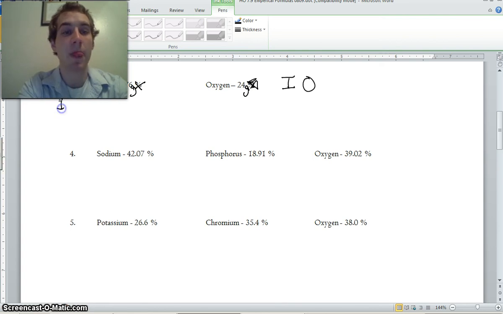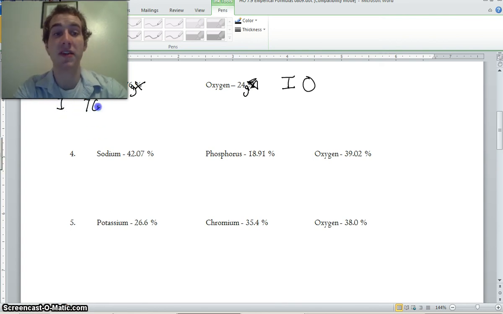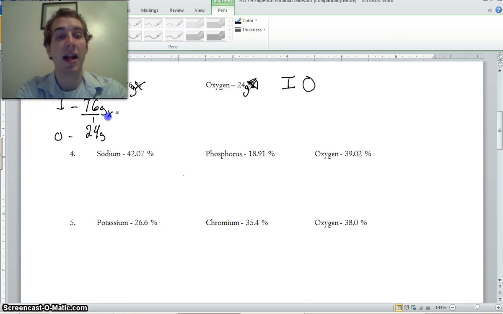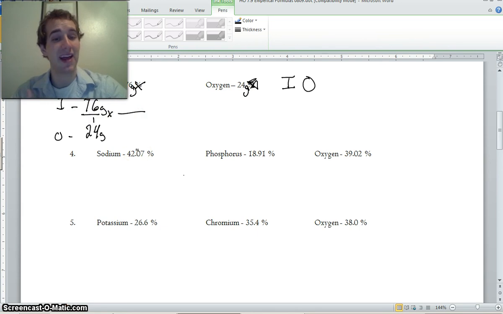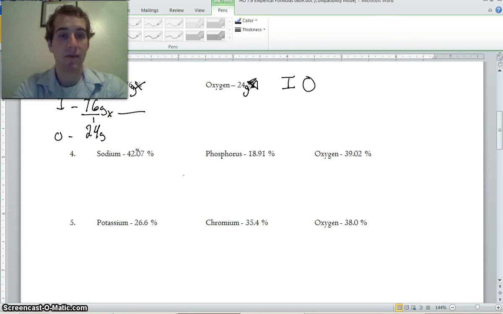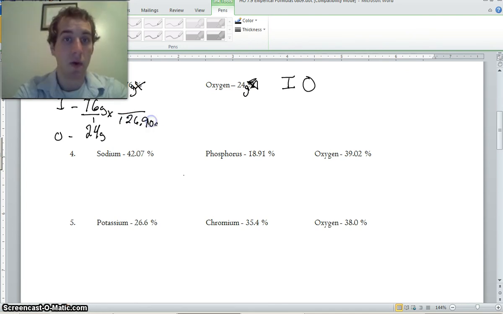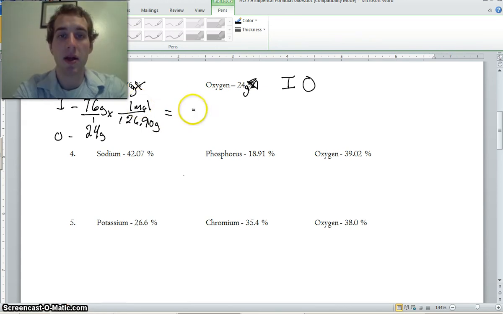Next step, mass to moles. So we know we have 76 grams of the iodine, and we know we have 24 grams of the oxygen. To change from mass to moles, we divide by the molar mass. So let's go ahead and set it up. Iodine we put over 1. We go to the periodic table, find the average atomic mass for iodine, which we find to be 126.90 grams per every 1 mole. When we divide those, we end up getting 0.60 moles.